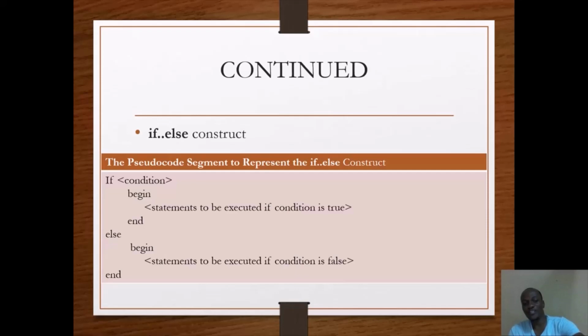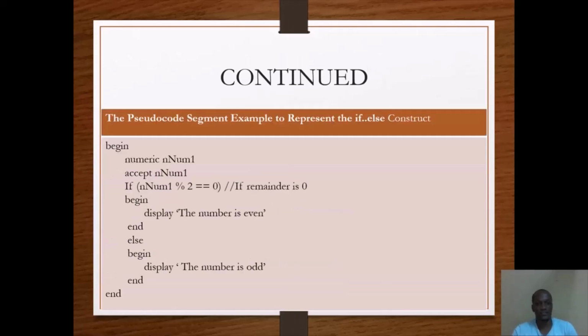Else, if the condition is false, then you have to execute the statement in the else construct. So the if handles the first condition, and if that condition fails, the else handles the second condition. And we have a pseudocode representation of the if construct. So if the number, num1, modulo 2 is equal to 0, what I want you to do is display that the number is even.